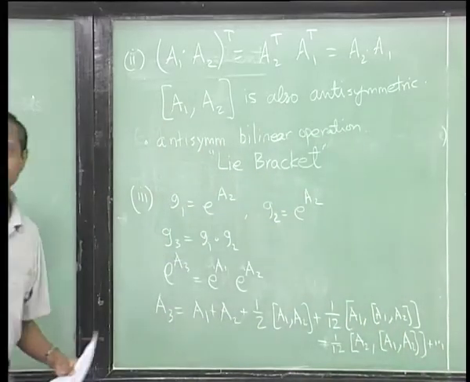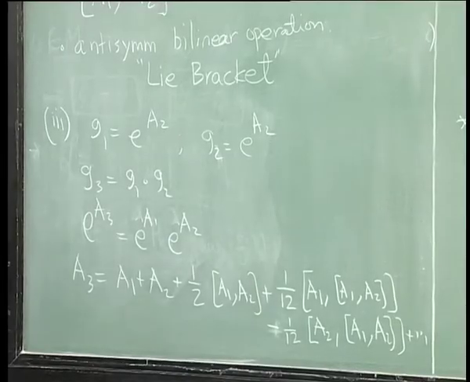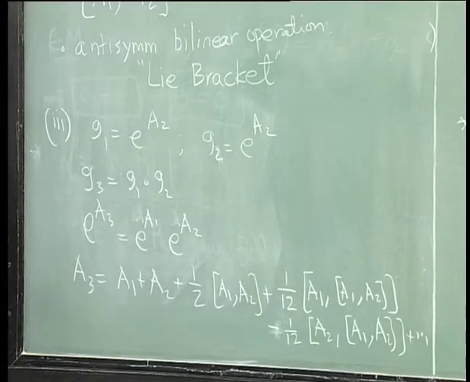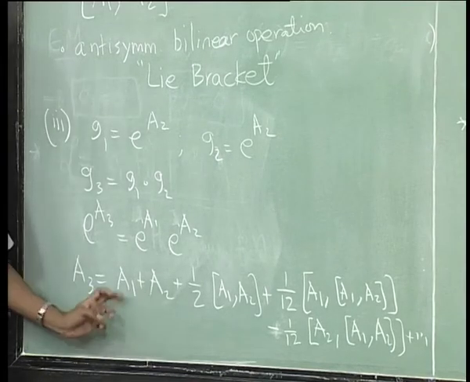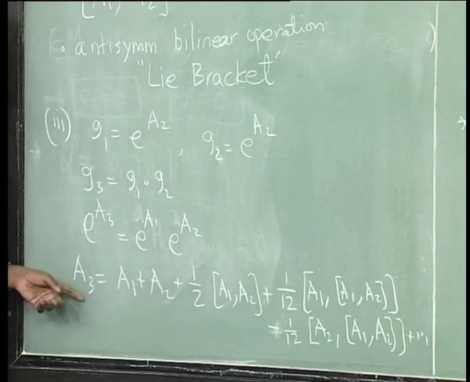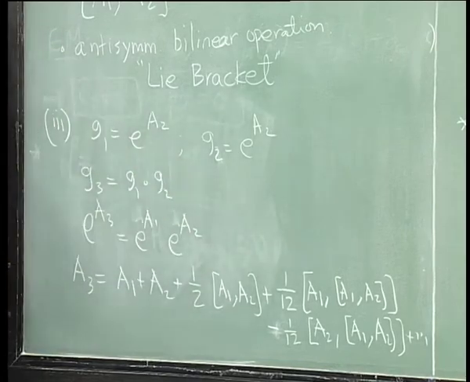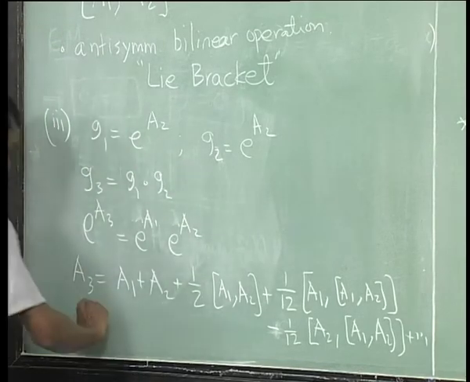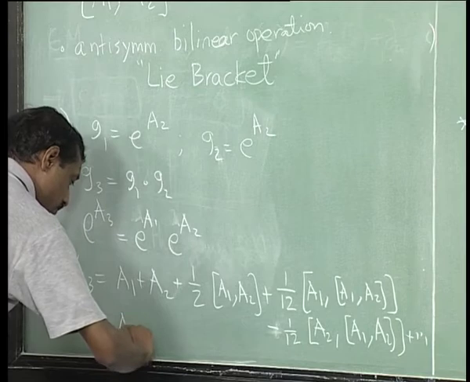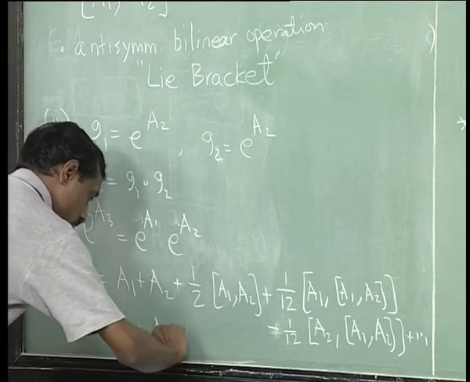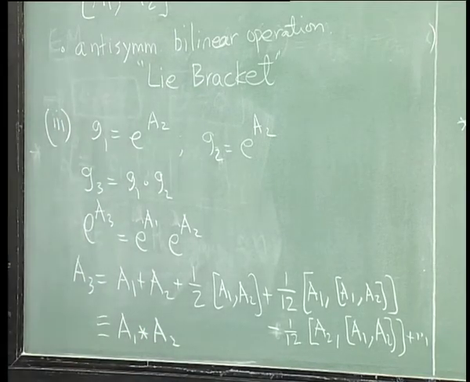It is an infinite series, it does not terminate. But this is a concrete statement. It says if you give me two elements A1 and A2, I will give you a unique element A3, it is an infinite thing. And let us just define this to be some operation which we will write as A1 star A2.